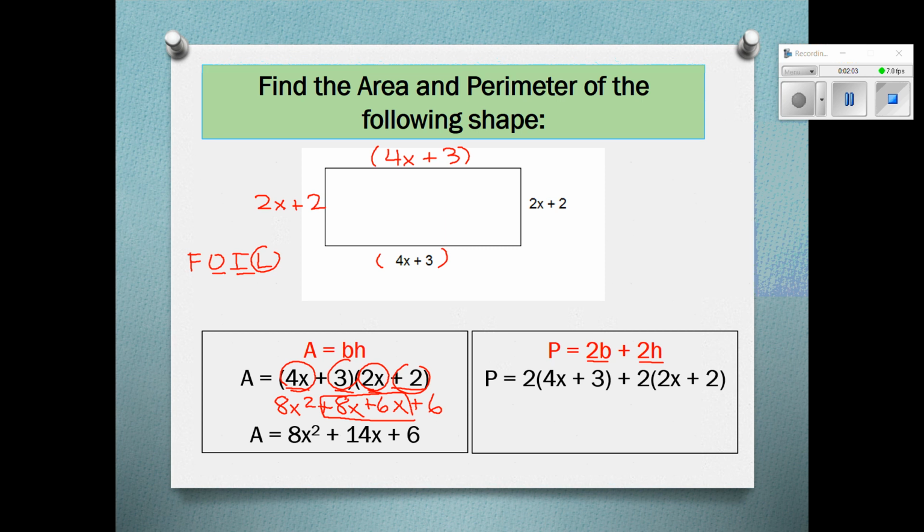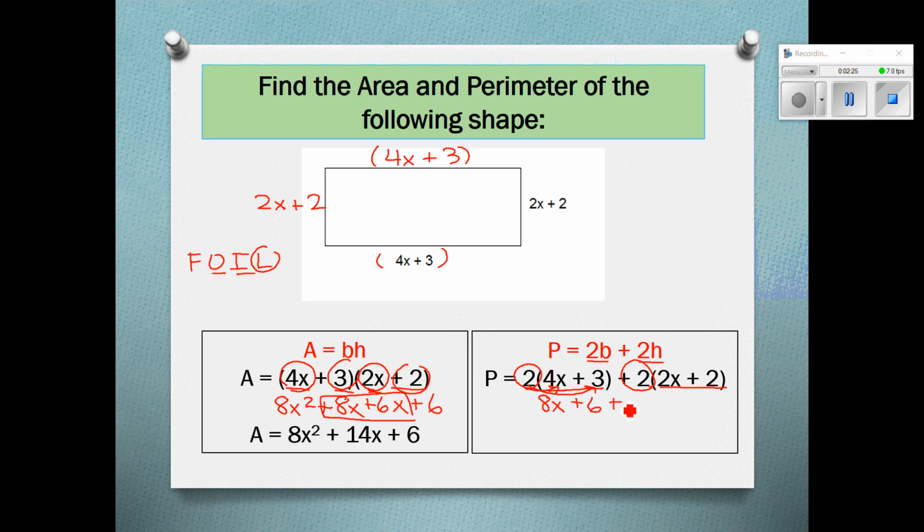So here was our base. We have two of them, so we're going to multiply that times 2. Here is the height. We have two of them, so we're going to multiply times 2. And if you notice here, we have a monomial times a binomial, so we're going to use the distributive property. 2 times 4x would be 8x. 2 times 3 would be 6.